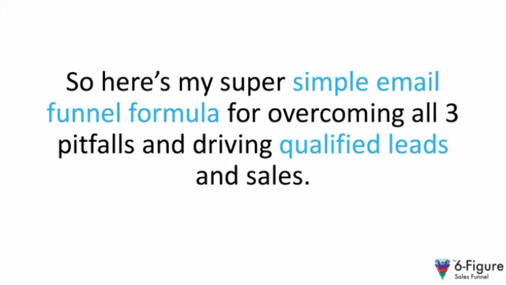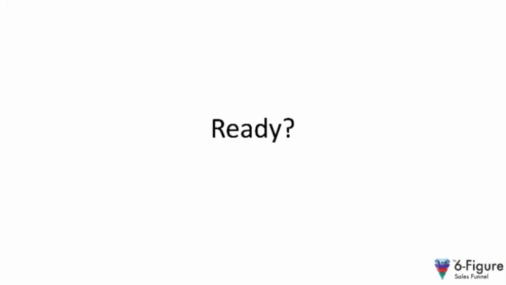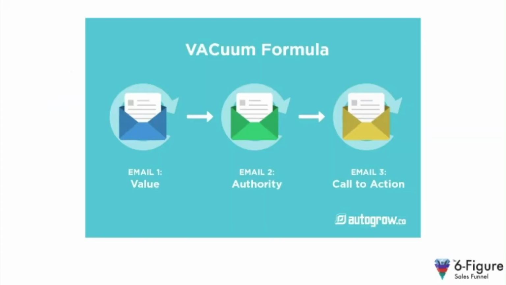So here is my super simple email funnel formula for overcoming all 3 pitfalls and driving qualified leads and sales. Ready? It's called the vacuum formula because, like an actual vacuum, this formula will help you suck up and convert leads. VAC in the word vacuum is an acronym, and it stands for value, that's email number 1, then authority, that's email 2, then call to action, email 3.